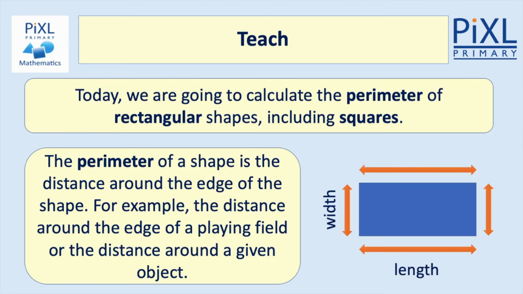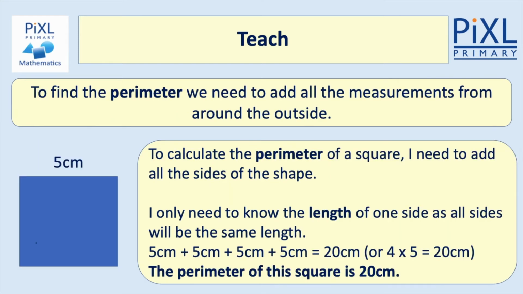Today we are going to calculate the perimeter of rectangular shapes, including squares. Remember, squares are also rectangles. The perimeter of a shape is the distance around the edge of the shape. For example, the distance around the edge of a playing field or the distance around a given object. To find the perimeter, we need to add all the measurements from around the outside.